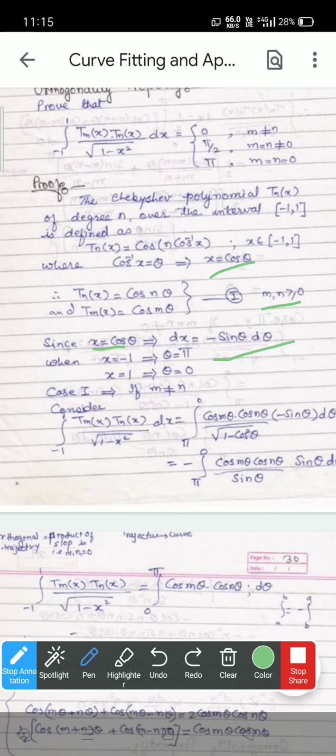When x is equals to minus 1, it means cos of theta is equals to minus 1, then the value of theta is equals to pi, since cos of pi is equals to minus 1. And if x is equals to 1, then theta is equals to 0, meaning if cos theta is equals to 1, then theta is equals to 0.